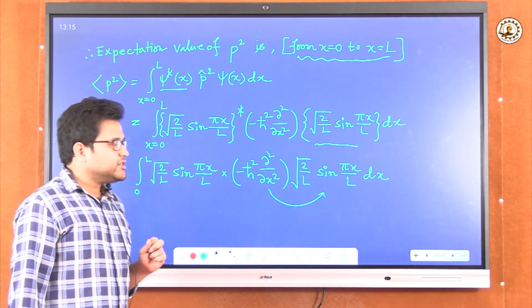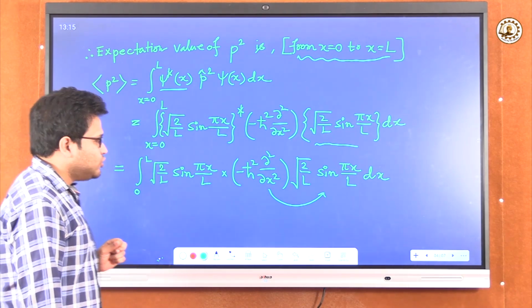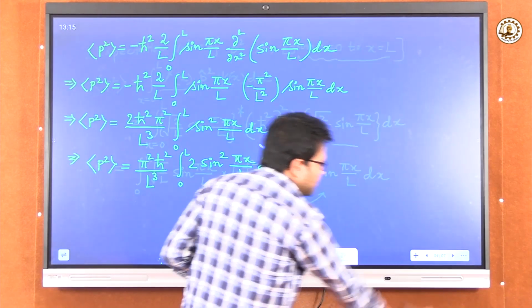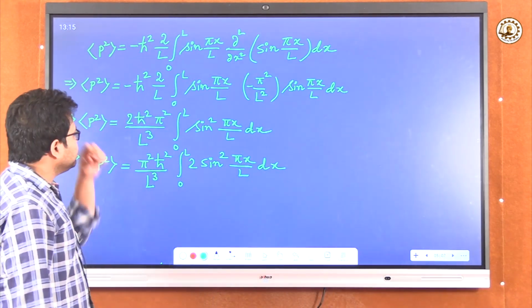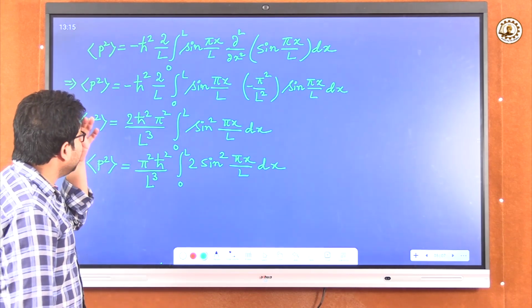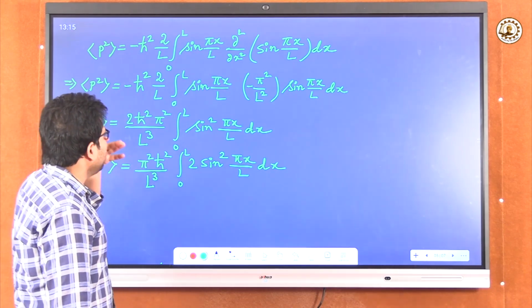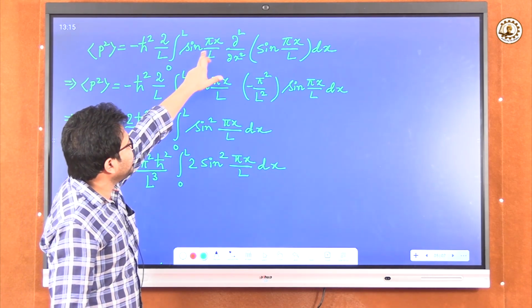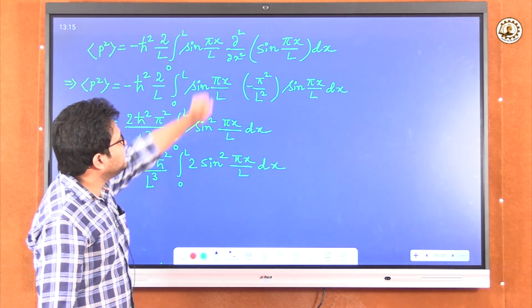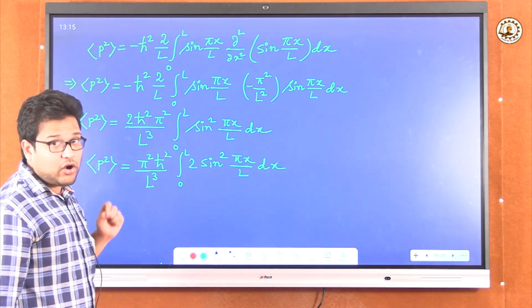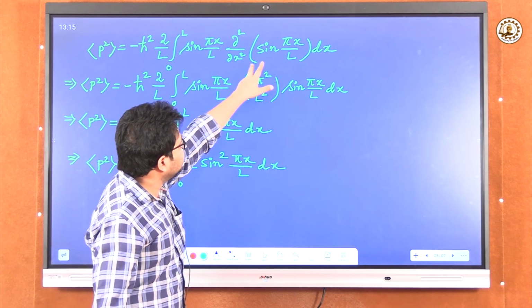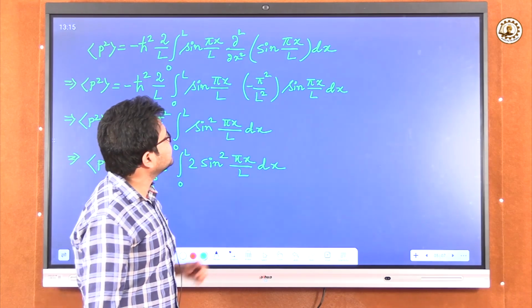So from now it is normal mathematics, there is no tremendous physics from here. Now taking minus h star square and 2 by L outside of the integral sign, we have the first term as sin pi x by L, and the second order partial derivative del 2 del x2 is going to operate on the sine term of the wave function, that is sin pi x by L.